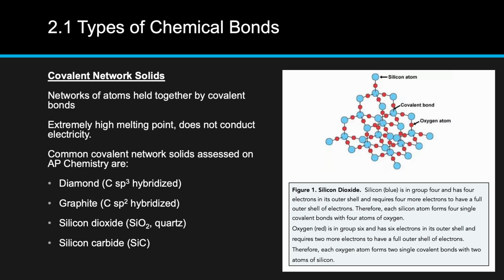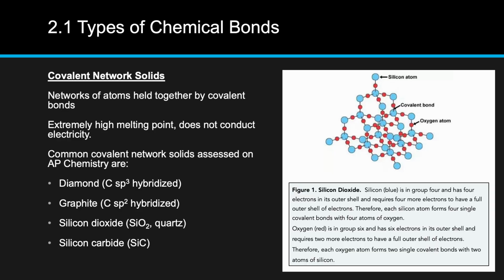So let's start off with the strongest of the intramolecular forces, which are the covalent network solids. These are going to be atoms that are held together by covalent bonds. It's essentially a giant covalent molecule. These covalent network solids have very high melting points. It's the highest melting point of all of the types of substances that we're going to be looking at. And it does not conduct electricity because those electrons are localized, meaning they don't move, they stay with the atom.